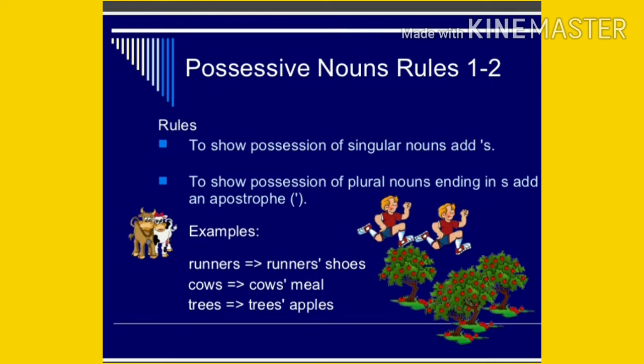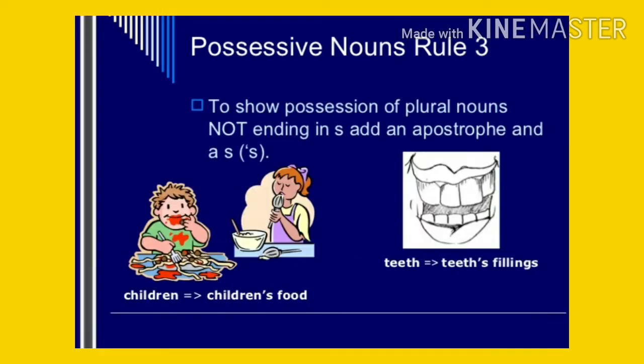Now let us see how to make possessive nouns with the rules by using regular nouns. Here is the rule: to show possession of singular nouns, add apostrophe s. To show possession of plural nouns ending in s, add only an apostrophe. For example, runners, here is a plural form of a regular noun. So for runners, the apostrophe will be added to the last letter. Cows, cows' meal, trees, trees' apples.